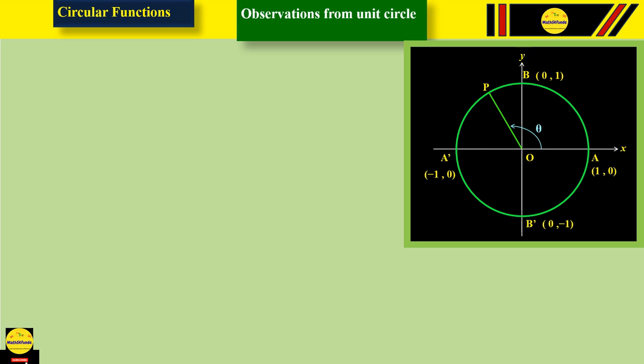Hello everyone. We have gathered some observations from this unit circle in our previous videos. Those who haven't seen those videos, my request to them is that first you have a look at those videos and then you try to understand things from this video. Now, in this unit circle, positions A, B, A dash, B dash, how they are important to us.